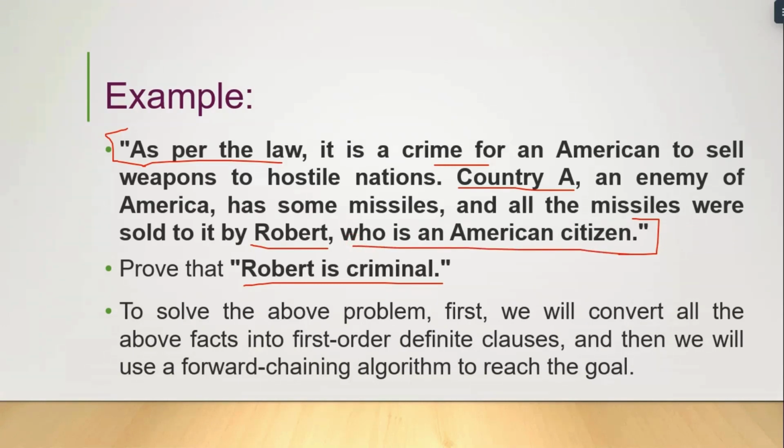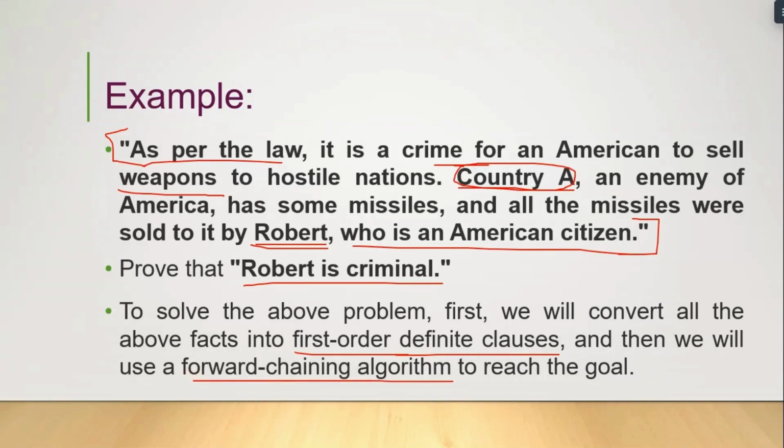So what does the sentence mean? Those weapons belonging to the hostile nation were sold by Robert, who is an American, to the country A. Here we have to prove that Robert is a criminal. There is no sentence saying that Robert is a criminal, but we have to prove it. To solve the above problem, first we will convert all the facts into first order definite clause form. Then we will use the forward chaining algorithm.